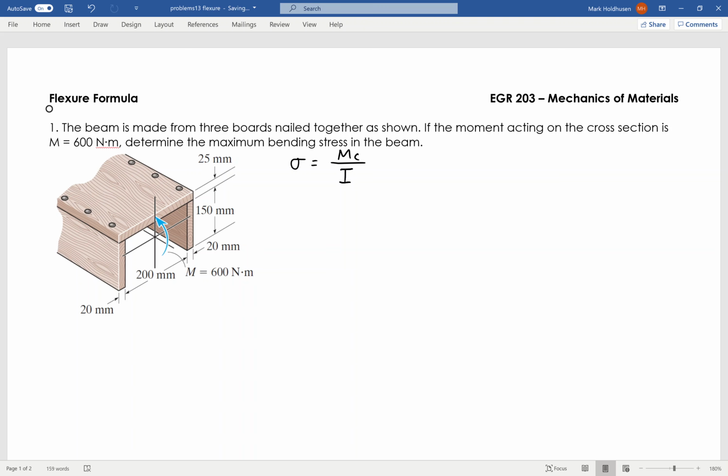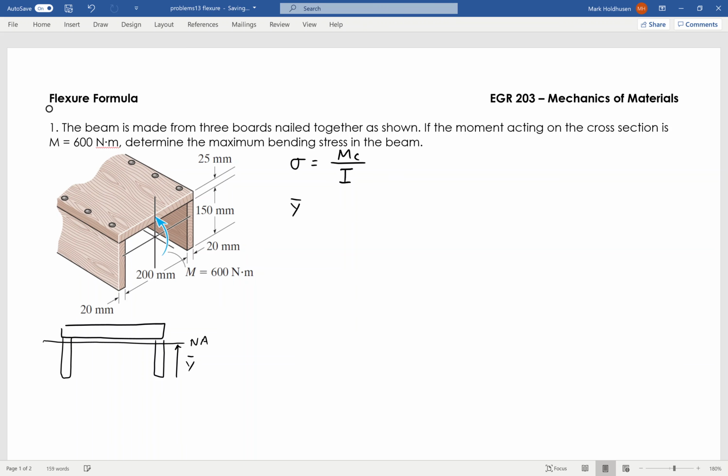Okay, where M is the moment, that's 600. C is the distance from the neutral axis, and I is the moment of inertia about this. So if I look at my area right here, I'm going to have a neutral axis that is offset just a little bit, like so. Okay, and I need to find that first. So I need to find the centroid of this area right here.